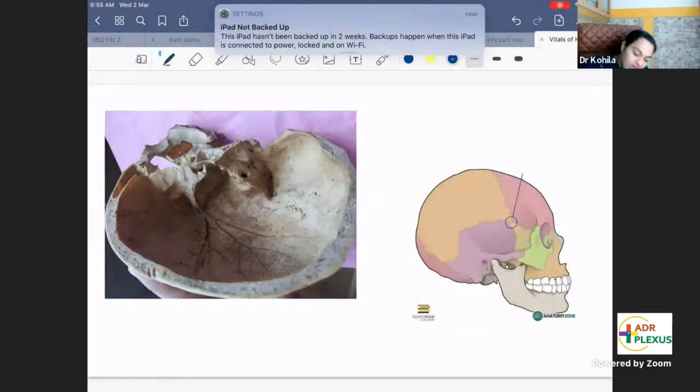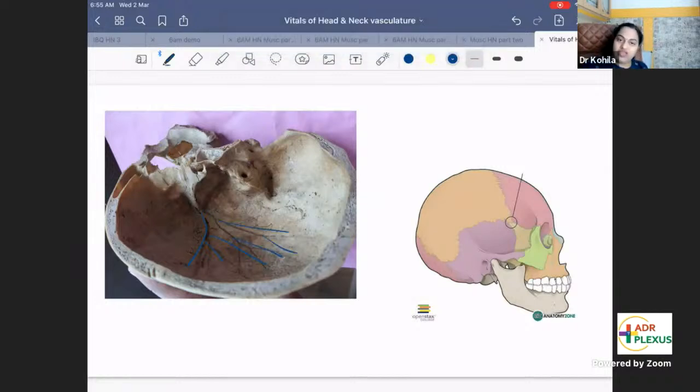Okay, you can see the impressions in the bone here. Can you tell me what is it due to? Those are the impressions on the skull produced by the middle meningeal artery. Okay. And what is this point? You must have heard about it.